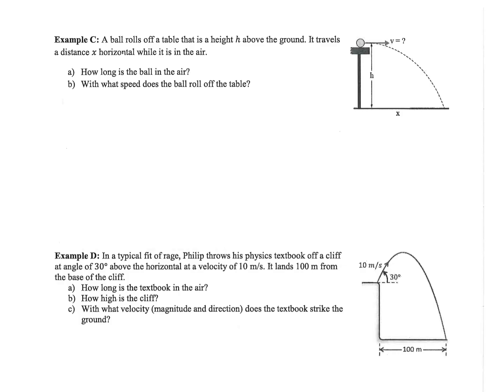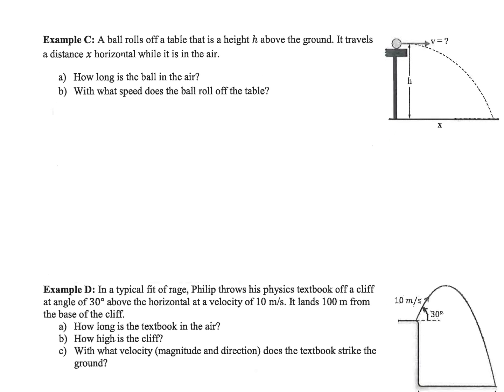So a ball rolls off a table that's a height h above the ground. It travels a distance x horizontal while it's in the air. How long is the ball in the air? So now we've got to figure all this out. And we've got to look at it from that standpoint. We don't even have any numbers here, do we? And I'm not going to give you any numbers until the next example.